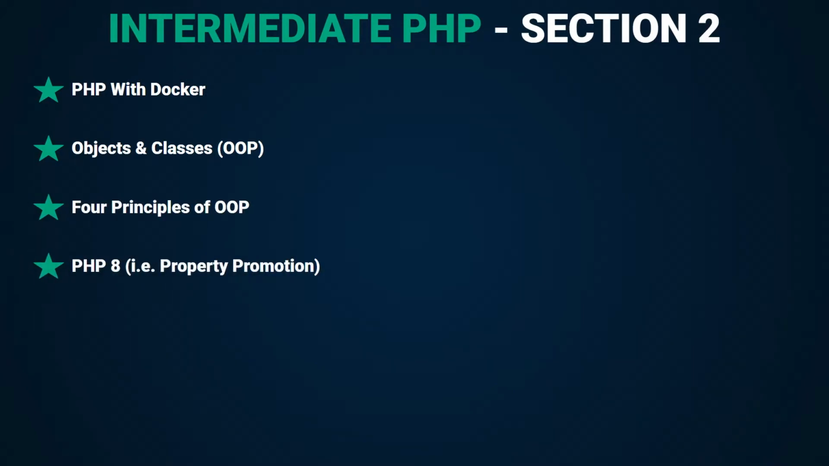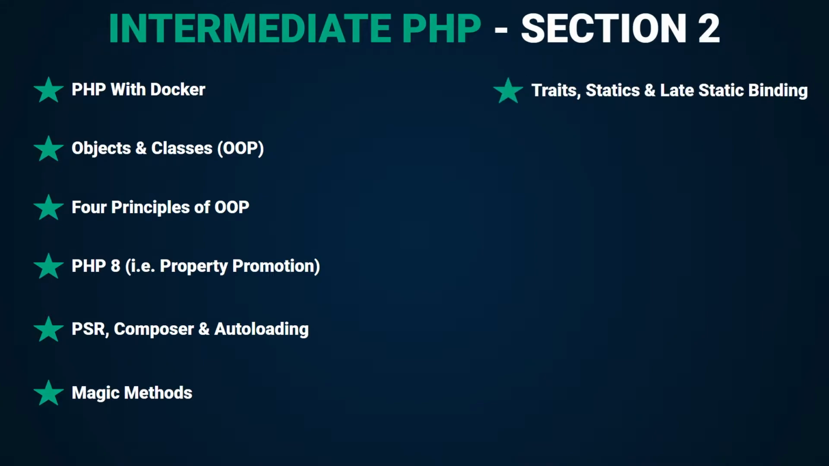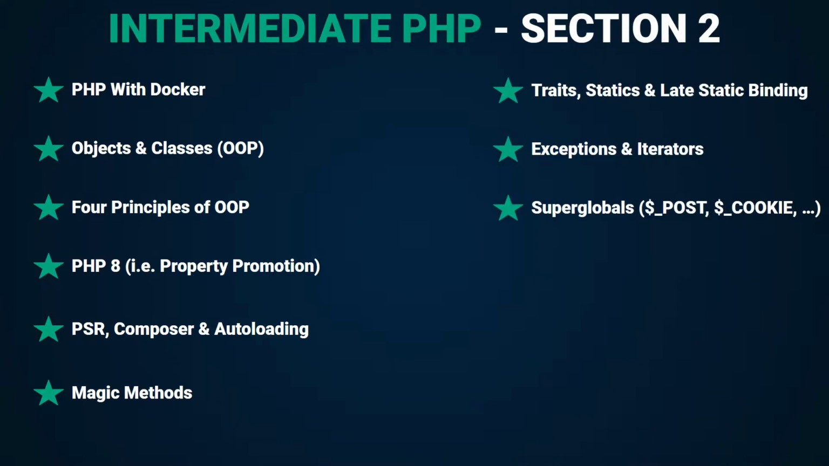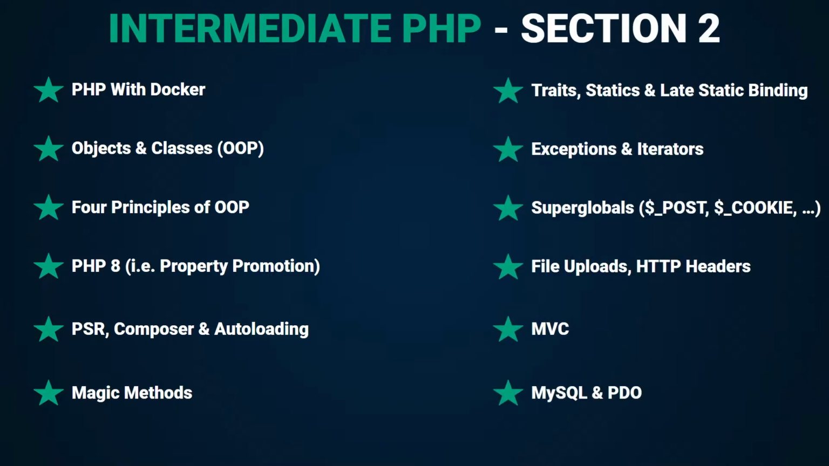In section 2 of the course, we covered more advanced topics of PHP and moved from procedural to object-oriented PHP. We covered installing PHP with Docker, objects, classes, and principles of OOP, magic methods, PSR, Composer, and autoloading, traits, statics, and late static binding, superglobals, MVC, MySQL and PDO, and so on. So as you can see, section 1 combined with section 2 covered a lot of topics that should be enough for you to get started working with PHP.